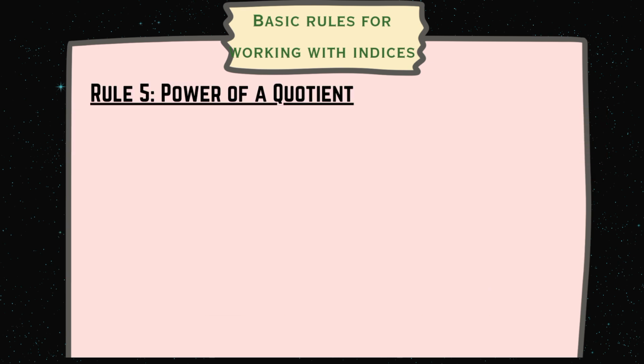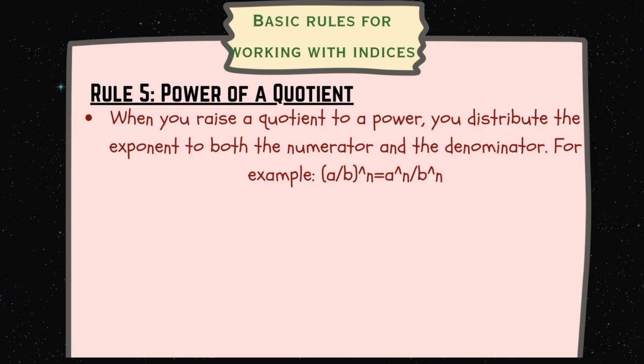Rule number 5 is power of a quotient. When you raise a quotient to a power, you distribute the exponent to both the numerator and the denominator. For example, we have 2 divided by 5 contained in a pair of brackets that is raised to the power of 3. This would mean that we now have 2 raised to the power of 3 divided by 5 raised to the power of 3. This equals 8 divided by 125.